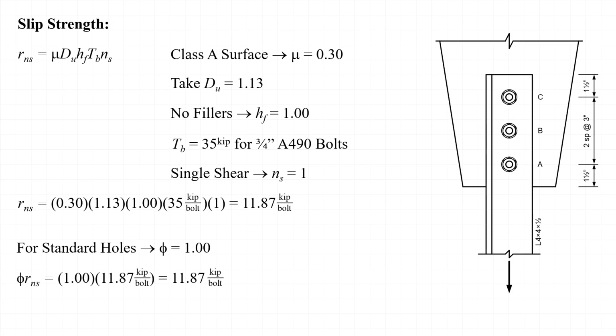and for standard holes, the resistance factor is taken as 1.0. And thus, for the bolt group, we calculate a design strength of 35.60 kips with respect to slip. However, this connection was not designated as a slip-critical connection, so this slip strength will not be compared on par with the design strengths for the other limit states that were considered.